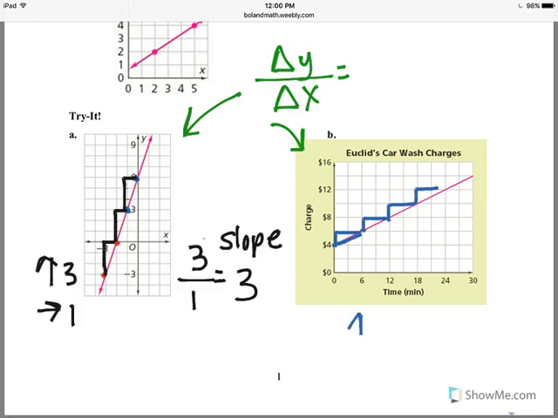So you're going to go up 1 and then right 2. So that's your change in y over your change in x. So your slope is going to be 1/2. That's what the slope equals.